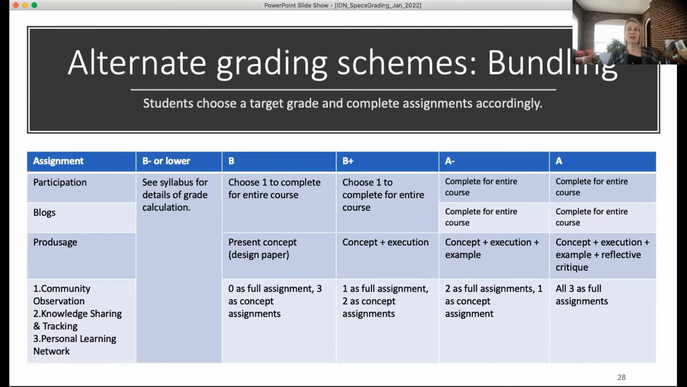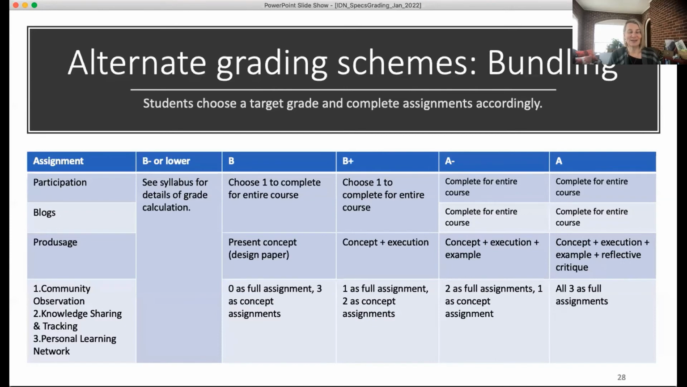You're correct, Dina, to notice that this has some similarities to contract grading when you do bundling like this. The student is effectively deciding what grade they want to earn and making their decisions accordingly. For the graduate students I've used this with, they've found it very empowering.